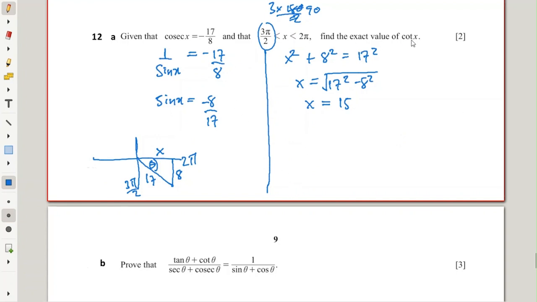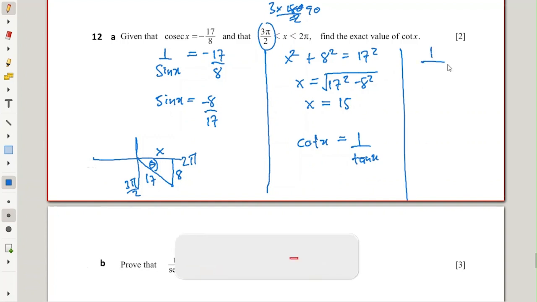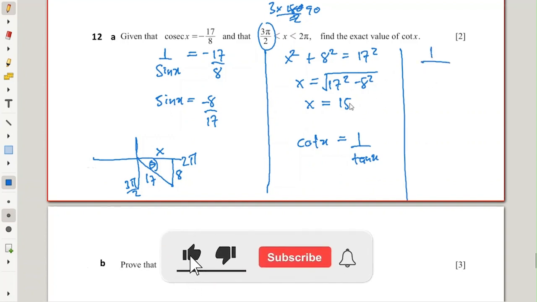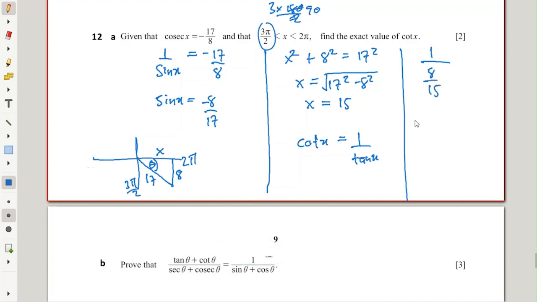So I can now find the value of cot x. Cot x is the same as 1 over tan x. And we know that tan is what? Tan is going to be y over x. That's 8 over 15. All right.